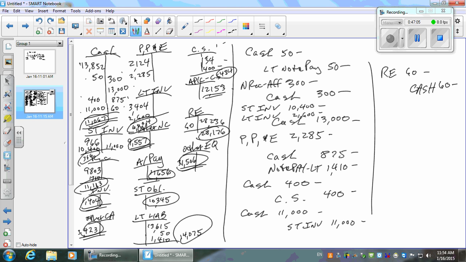All right, now what do we want to make sure of? Our debits equal our credits, because we want to know what? How much is assets, how much is liabilities, and how much is equity. So really quickly, add up the assets. You should have them on your piece of paper in front of you. If you don't, what are you doing?